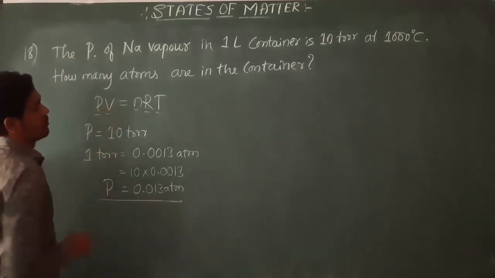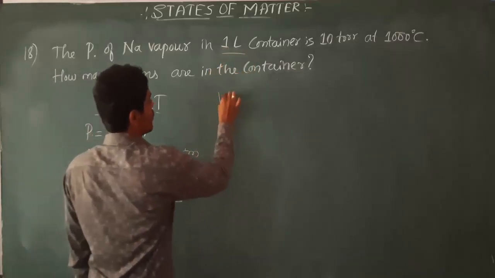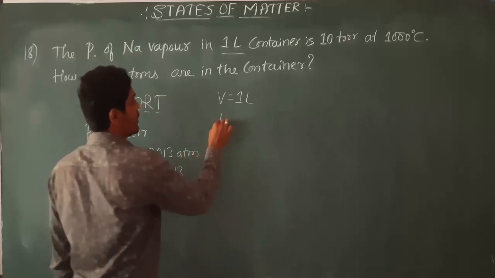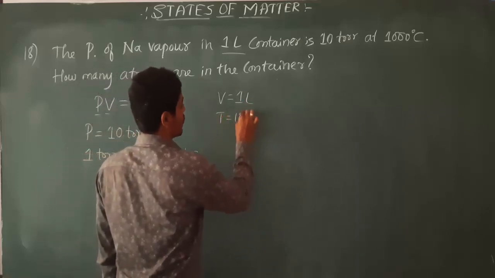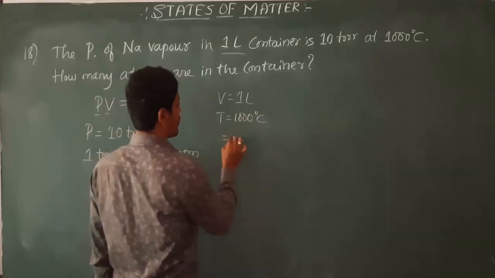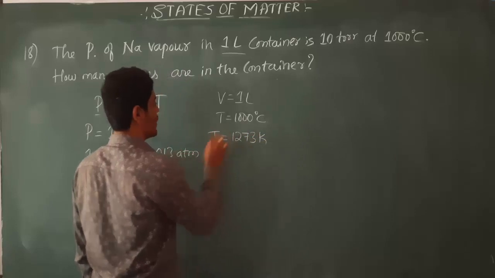Now volume, what is the volume? Volume is 1 liter. So V is equal to 1 liter, and temperature is 1000 degrees Celsius. Convert this into Kelvin. How much you will get? 1273 Kelvin. This is the temperature.